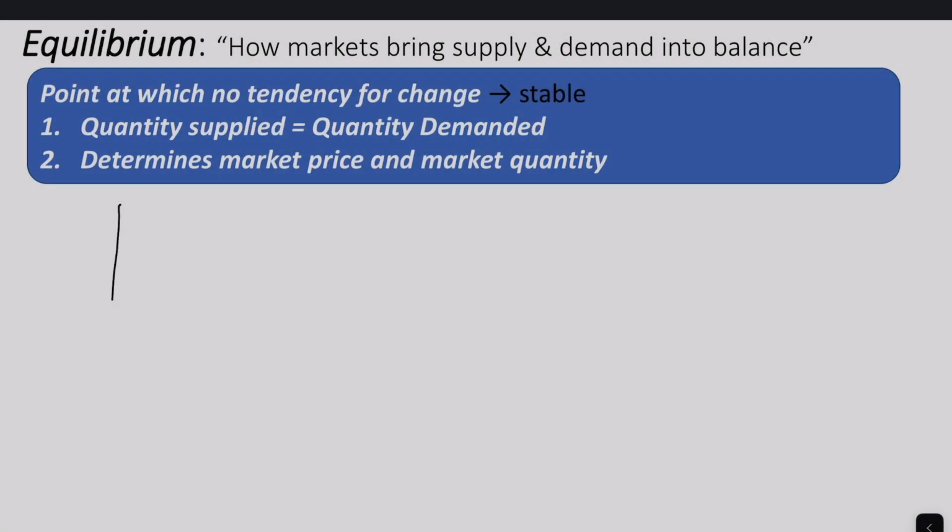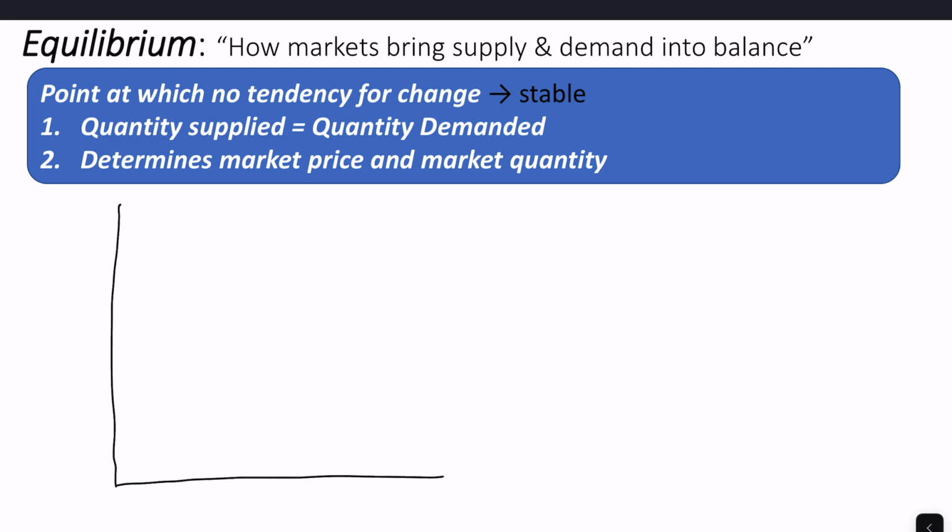In this video, we're exploring equilibrium in the supply and demand model. We'll define what equilibrium is, learn how to find it on a graph, and discover how to identify the equilibrium price and quantity, where supply perfectly meets demand. Equilibrium is how markets bring supply and demand into balance.